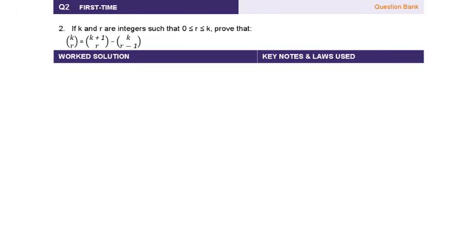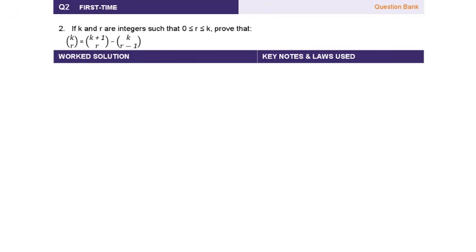If k and r are integers such that 0 is less than or equal to r, less than or equal to k, prove that k choose r is equal to k plus 1 choose r minus k choose r minus 1. Now we just want to prove that this is equal to that. In this case, I'm going to prove the complicated one, which is the right hand side.